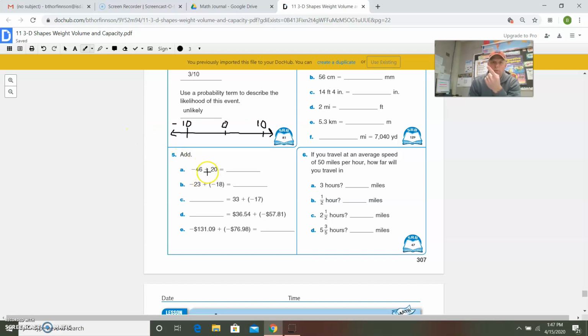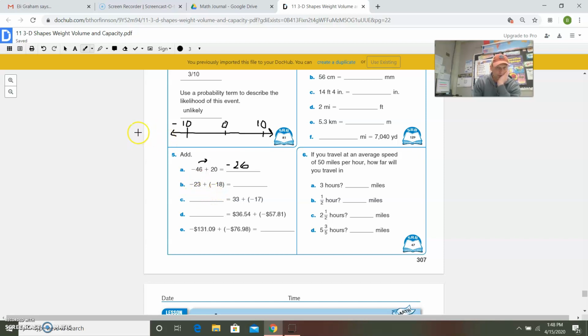Your operation, which is plus or minus, tells you which way you're going to face. We're going to start here, and we're going to face our positive numbers. So it would be way down here at negative 46, and we'd be facing our positive numbers. And this is a positive number, so it tells you to walk forward. If you're at negative 46 and you walk forward, you're going to end up with negative 26.